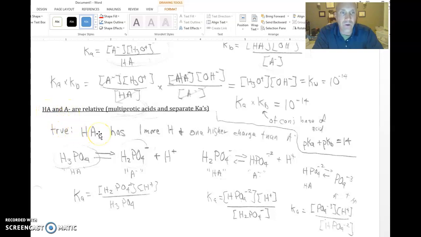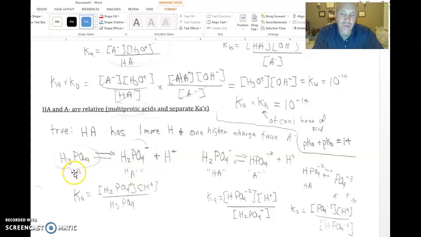The thing that's always going to be true is that HA has one more hydrogen and one higher charge than A minus. I think it helps to see some examples for that to make sense. If I were to show this particular acid dissociation, shown in the Arrhenius form, we've got H3PO4 yielding H2PO4 minus plus H plus. In this particular reaction, this would be your HA and this would be your A minus.